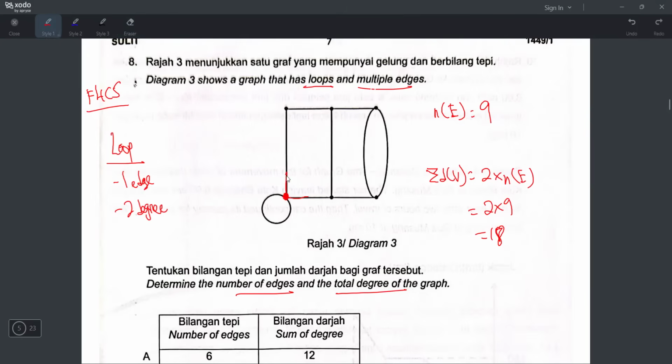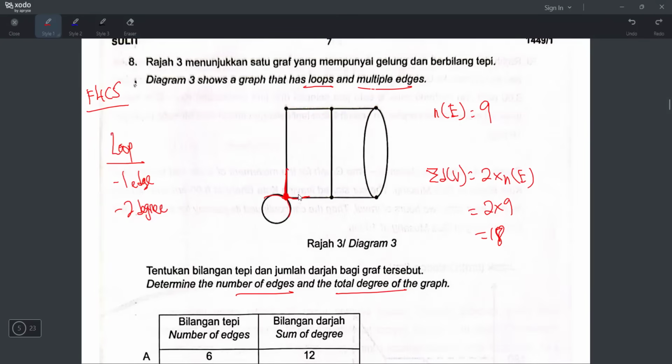So let's count it one more time. 1 degree, 2 degree, 3 degree, 4 degree. It means this vertex is 4 degrees. And we have to add to it. So 1, 2, 3, 4, and then 5, 6. And then 7, 8, 9 for this vertex. For this vertex is 10, 11, 12. Then 13, 14. And this one is 15, 16. Wait, what? Okay, sorry. Let's count it one more time. I think I missed out something.